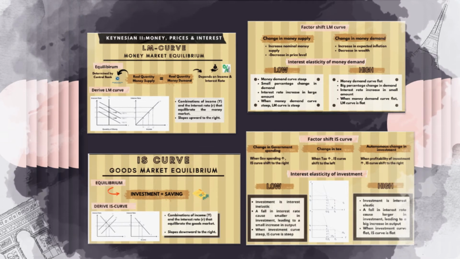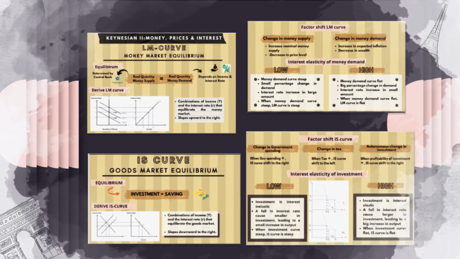Next, interest elasticity of money demand. The slope of the LM curve depends on the money demand curve. When the money demand curve is steep, there is a small percentage change in demand and the interest rate increases by a large amount. Thus, the LM curve will be relatively steep, and vice versa.